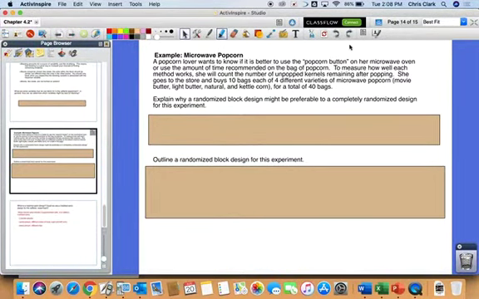All right, so we have this example about microwave popcorn. A popcorn lover wants to know if it is better to use the popcorn button on her microwave oven or use the amount of time recommended on the bag of popcorn. To measure how well each method works, she will count the number of unpopped kernels remaining after popping. She goes to the store and buys 10 bags of each of the 4 different varieties of microwave popcorn: movie butter, light butter, natural, which is gross, and kettle corn, for a total of 40 bags.